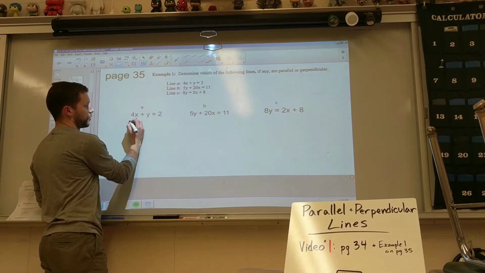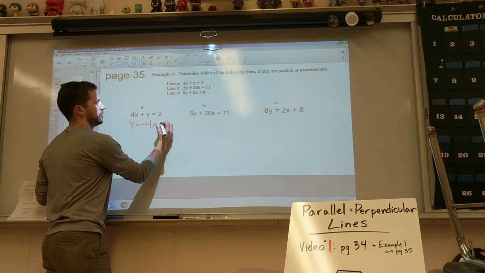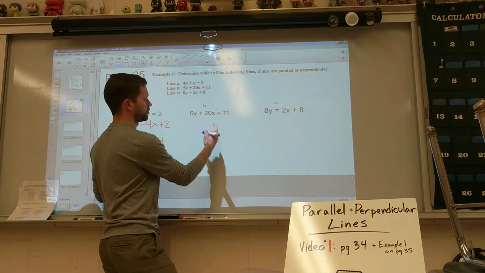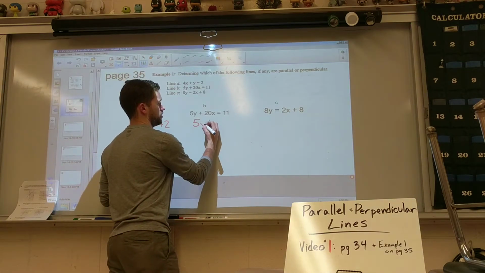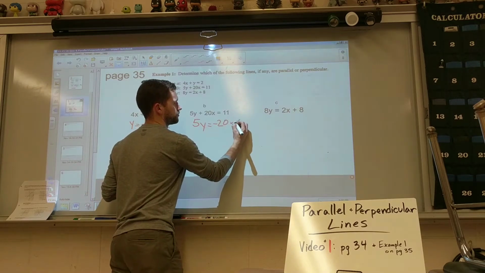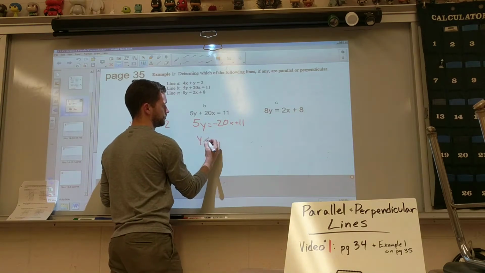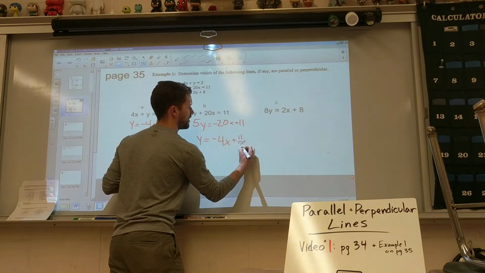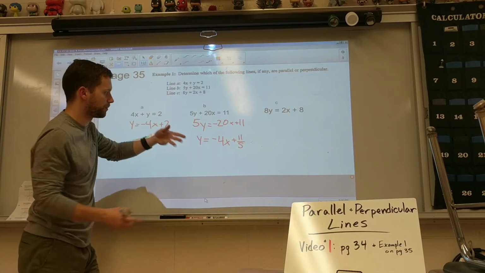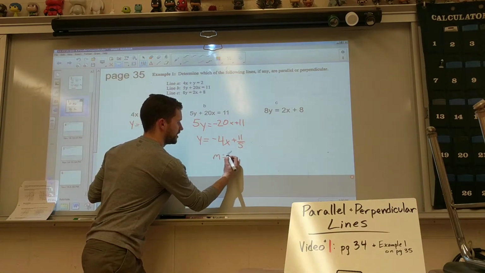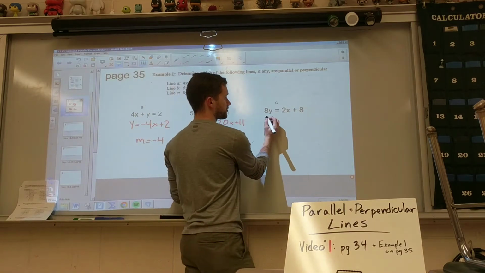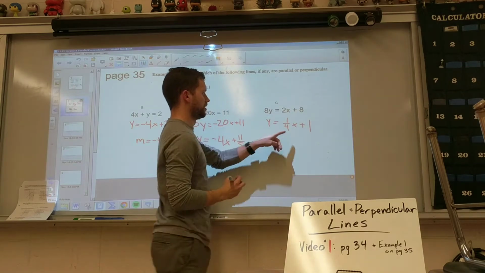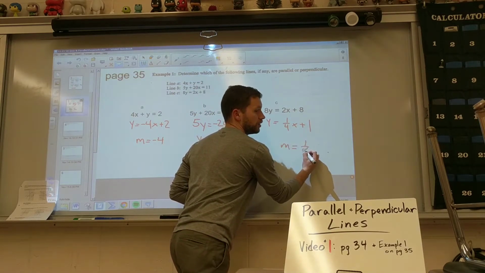So here we want to subtract our 4y, so it would be y equals -4x plus 2. So our slope here is -4. This one we want to subtract 20x, and then divide by 5. We end up with y equals -4x plus 11/5. Now finding the y-intercept is not as important right here, but I had it done anyway. So our slope here is -4. And then lastly, divide by 8, y equals 1/4 x plus 1. So our slope here is a positive 1/4.